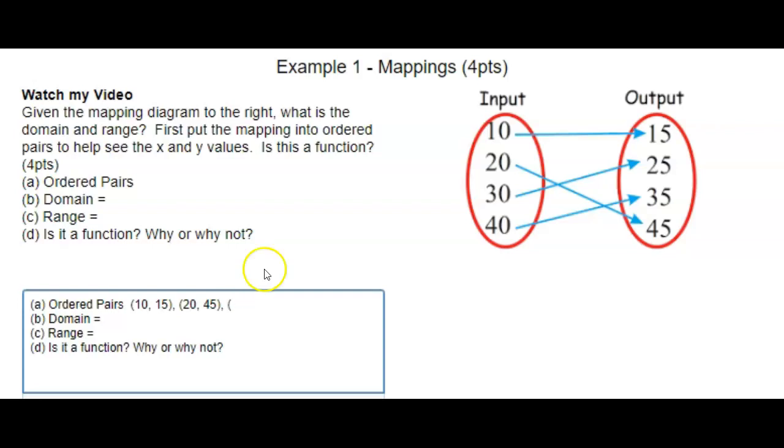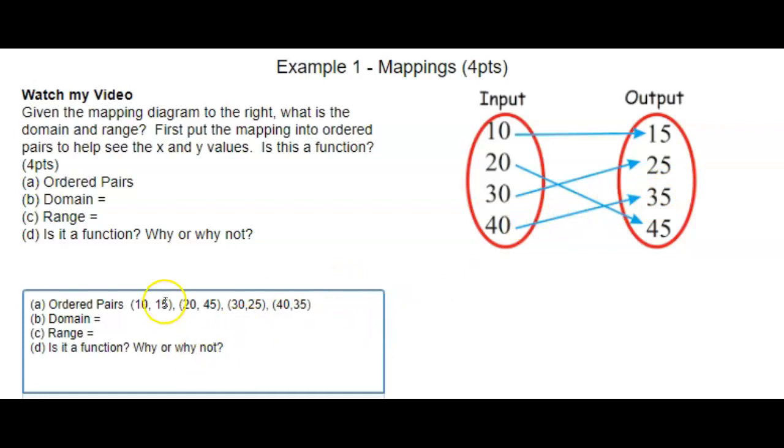They definitely give you mappings in standardized tests, so I cannot avoid these. So 30. One thing that's nice is the fact that I've been teaching a long time and I kind of know what they're going to ask you. 30, 25. So 30, 25. And my last one is 40. So 40, comma, 35.